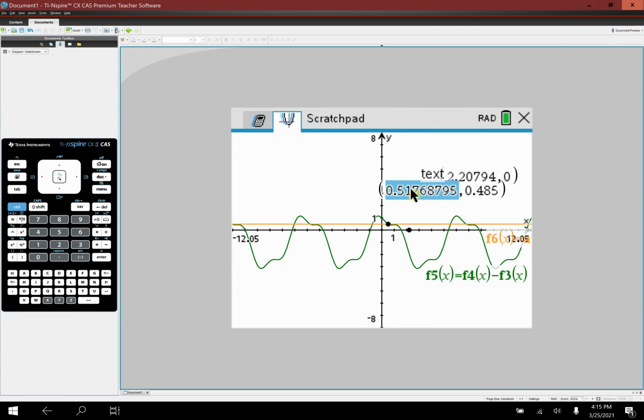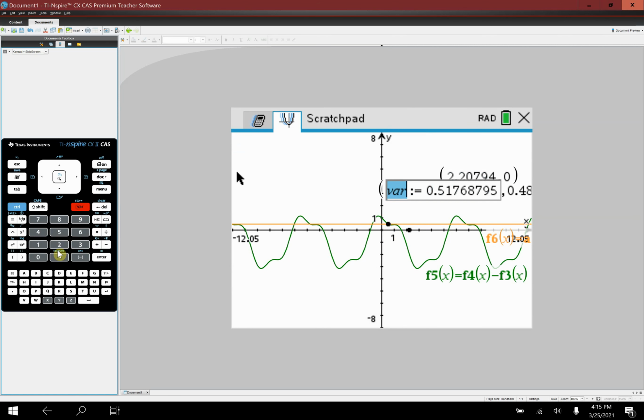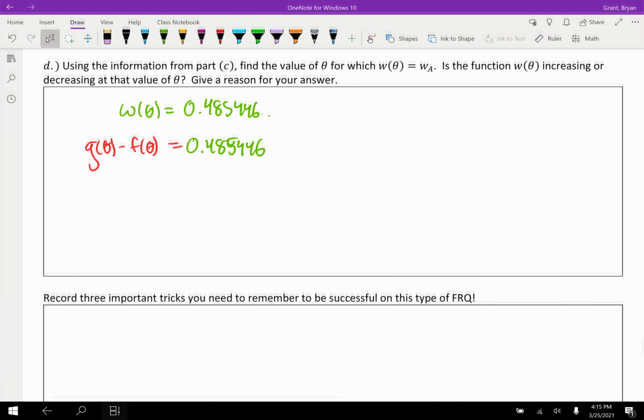Reading through the rest of the problem, they want to know something about my function, so I'm actually going to store this as well. So control store, I'll store this one as b, but it's 0.517. So theta equals 0.517688, something like that. Great.